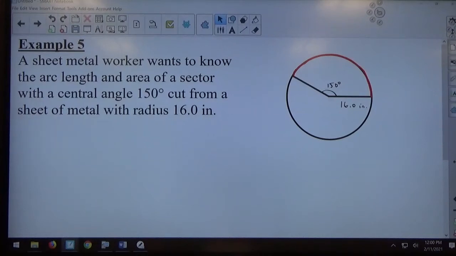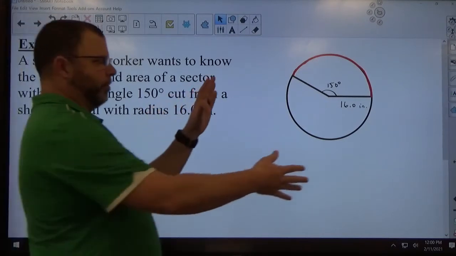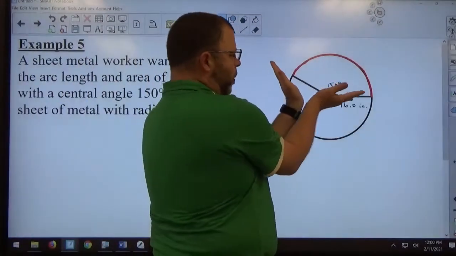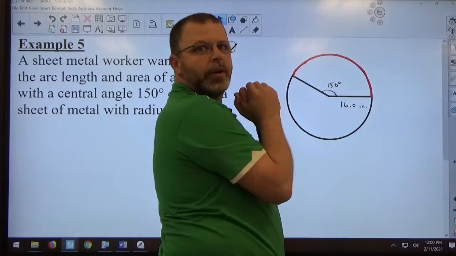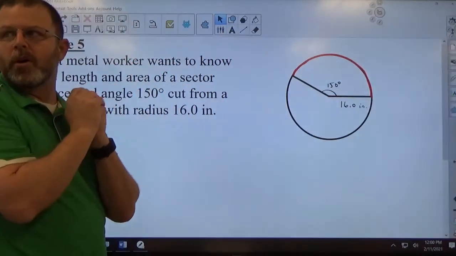For example 5, it says a sheet metal worker wants to know the arc length and area of a sector with a central angle of 150 degrees cut from a sheet of metal with a radius of 16.0 inches. So this circle here, we're only looking at that part of the circle that the sheet metal worker's dealing with. He wants to know the arc length.